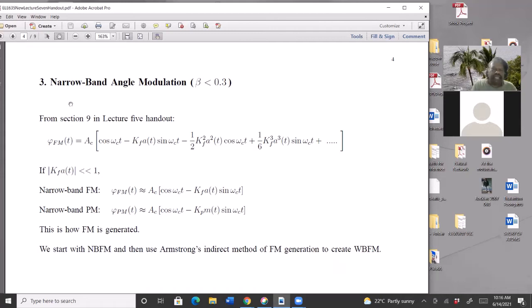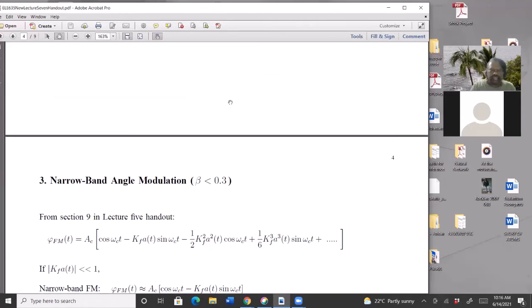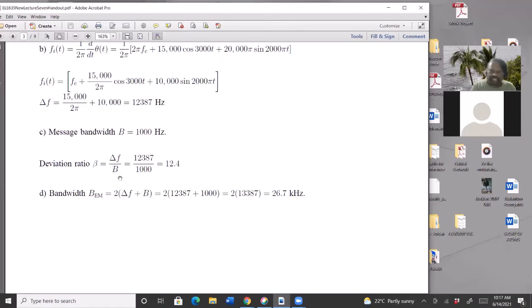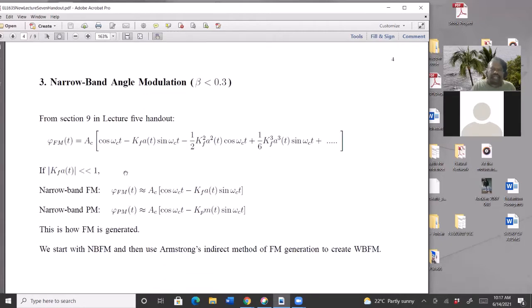You can only make narrowband angle modulation first. And how do we define narrowband modulation? Whenever this modulation index or deviation ratio, which is defined as maximum frequency deviation divided by the message bandwidth, is less than 0.3, we call it narrowband angle modulation.